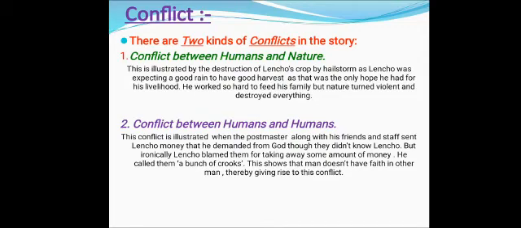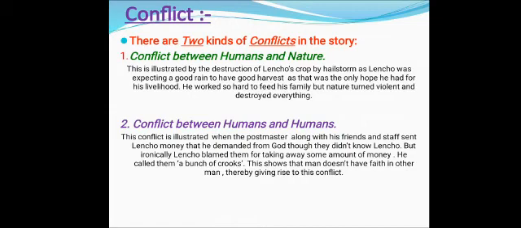Let's talk about conflict. There are two kinds of conflicts in the story. The first is conflict between humans and nature. The other is conflict between humans and humans. Now, conflict between humans and nature is illustrated by the destruction of Lencho's crop by hailstorm, as Lencho was expecting a good rain to have a good harvest, as that was the only hope he had for his livelihood. He worked so hard to feed his family, but nature turned violent and destroyed everything.